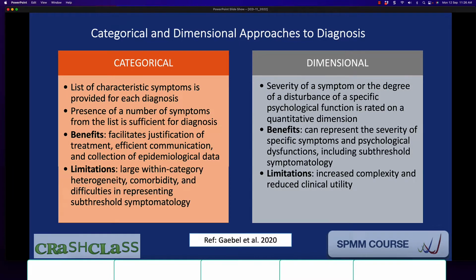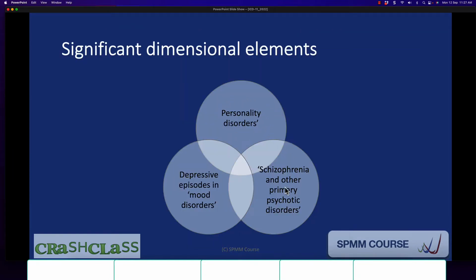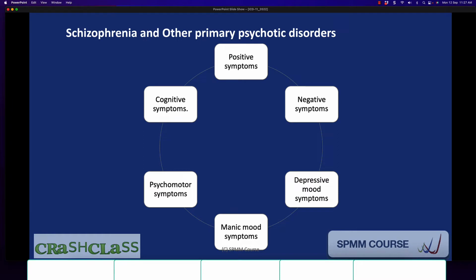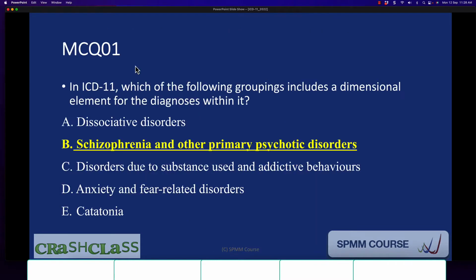on a quantitative dimension. Personality disorders, schizophrenia and other primary psychotic disorders, and depressive episodes in mood disorders each include significant dimensional elements to enable clearer descriptions of the symptomatology experienced by patients according to ICD 11. In schizophrenia and other primary psychotic disorders, this includes positive symptoms, negative symptoms, depressive mood symptoms, manic mood symptoms, psychomotor symptoms, and cognitive symptoms. In terms of question number 1, the answer is B. Schizophrenia and other primary psychotic disorders includes a dimensional element for the diagnosis within it.